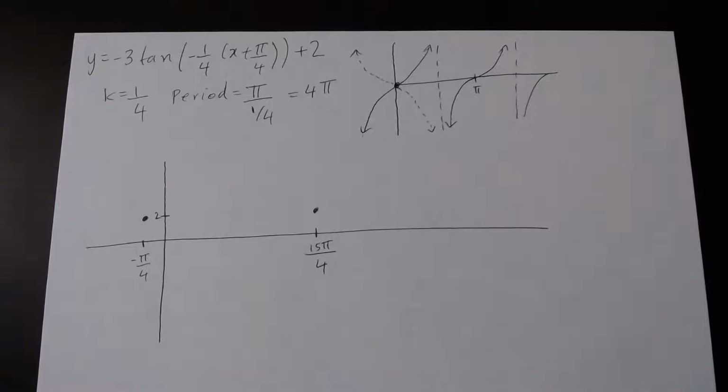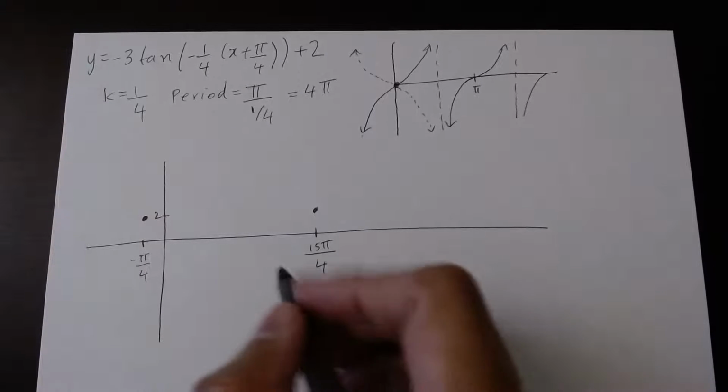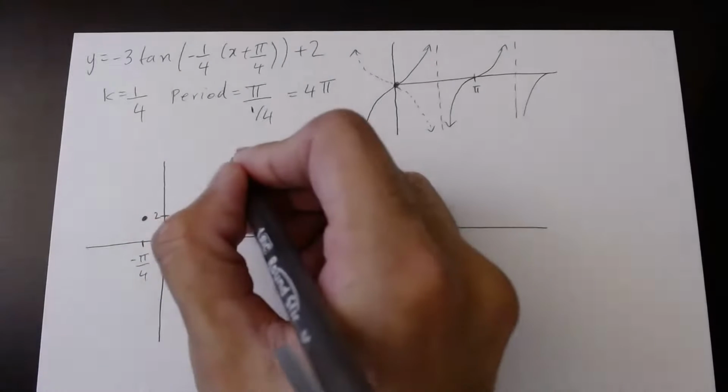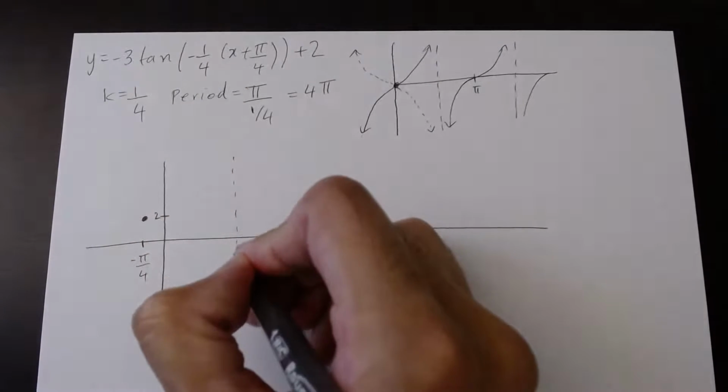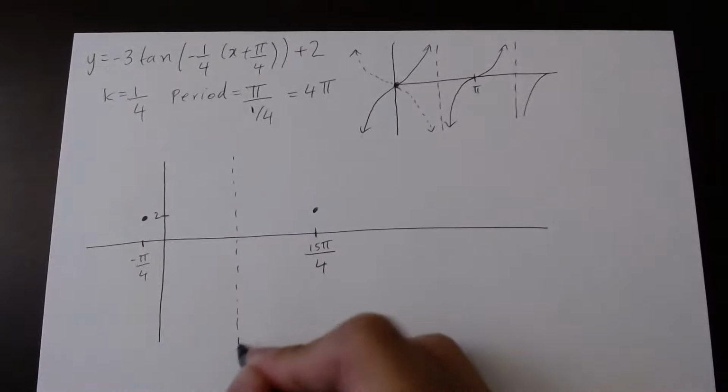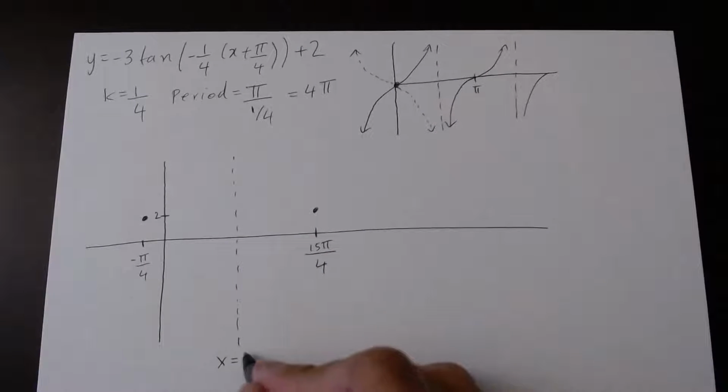So let me do that in my calculator. Just add them and divide by 2. And you just get a midpoint of 7 pi/4. So the equation of my asymptote is here. It's x equals 7 pi/4.